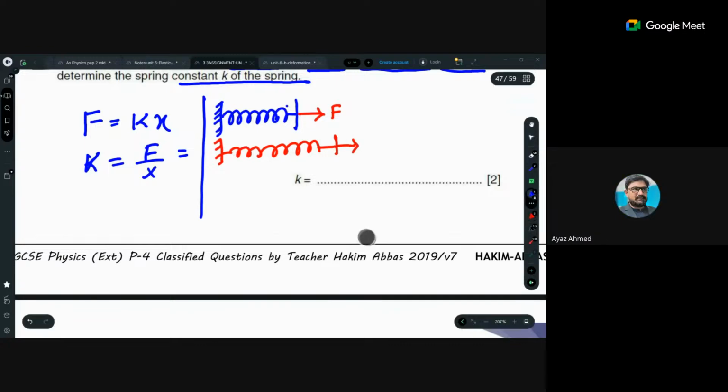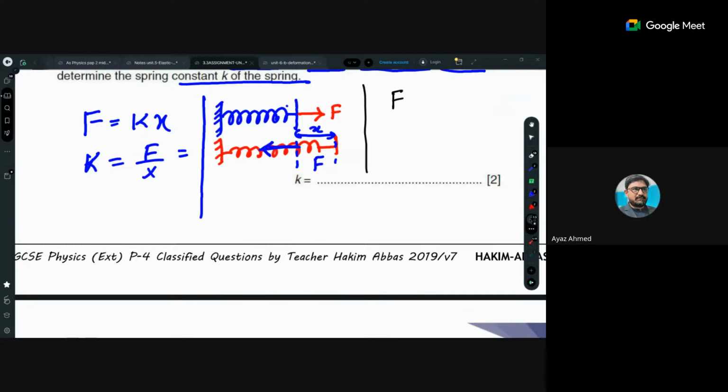Yes, sir. Okay, so as I stretch it more and more, more force would be applied on my hand. I am pulling it this way, so it will apply force on my hand in this direction. This is that extension in the spring. As I increase the extension, I will experience more and more force on my hand. So I can simply say that this force is directly proportional to the extension in the spring.